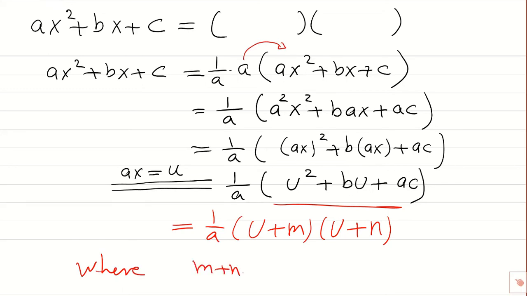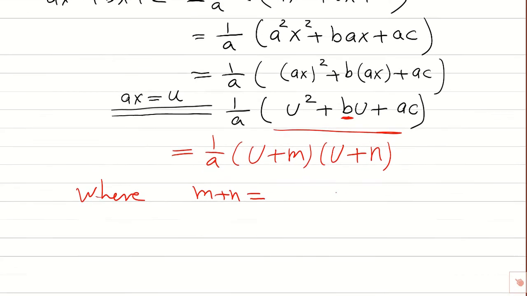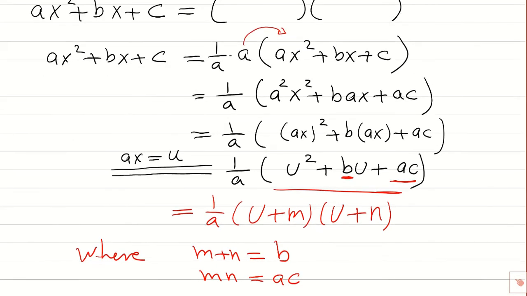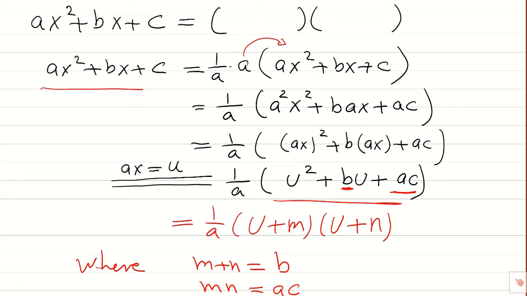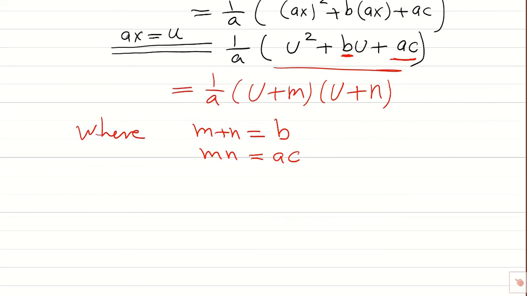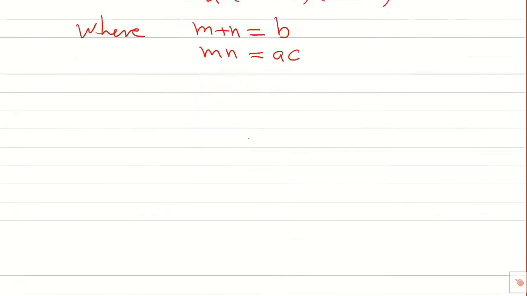m plus n must be equal to the coefficient of u, which is b, and mn must be equal to the constant term, which is ac. If I can find m and n in a way that these two conditions hold, then I can easily write my original quadratic in a factored form.